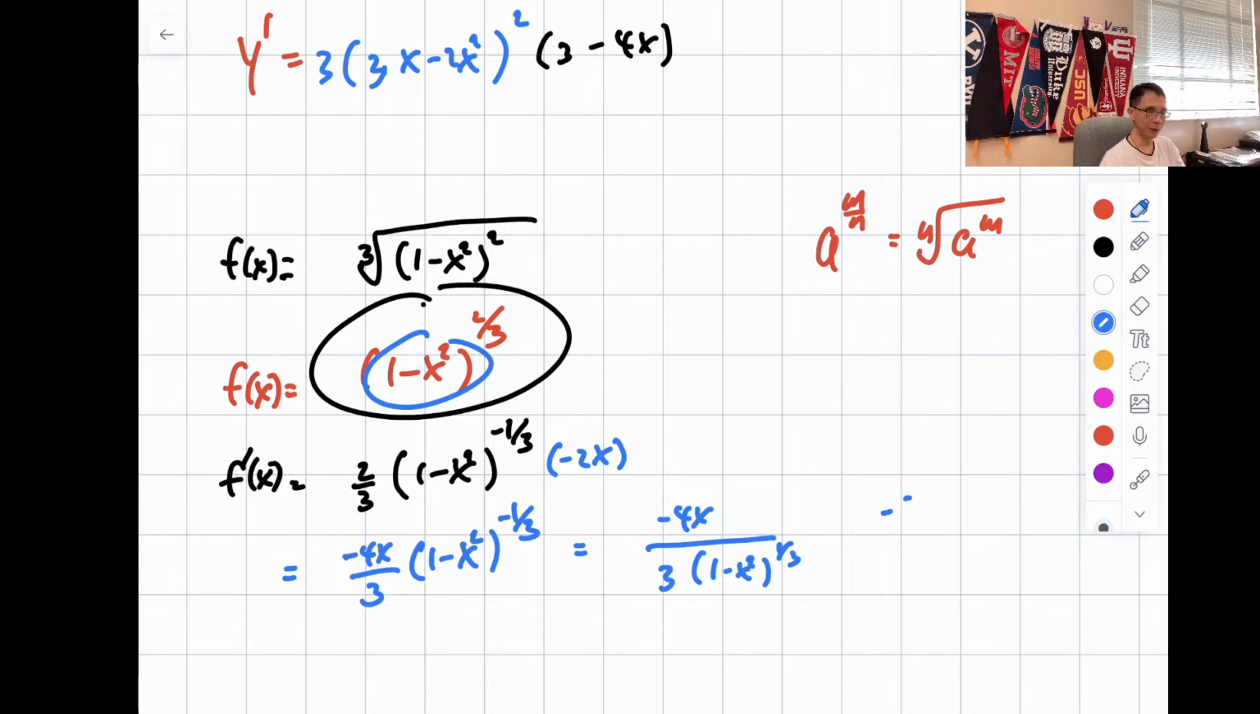You can even put it in radical, even though I don't really care about this part. You can say it like this or like this. I think this answer is good enough because you can evaluate the slopes at x equal to whatever. So that's going to be negative 4x over 3 times 1 minus x squared to the 1/3.